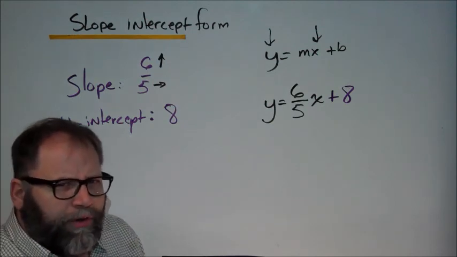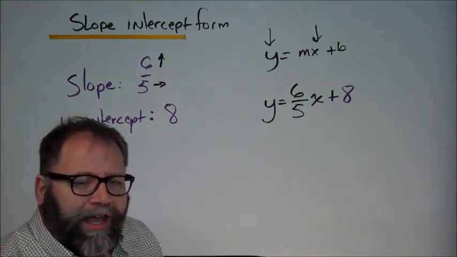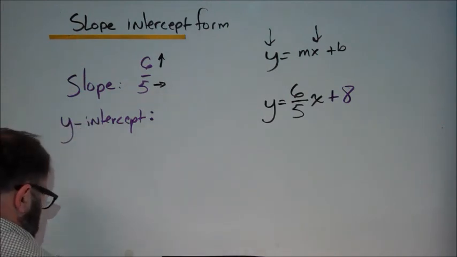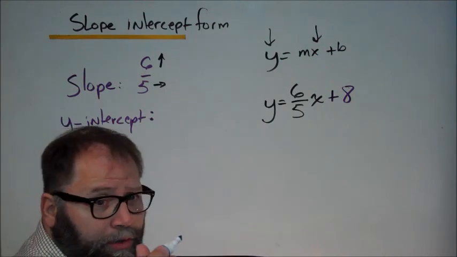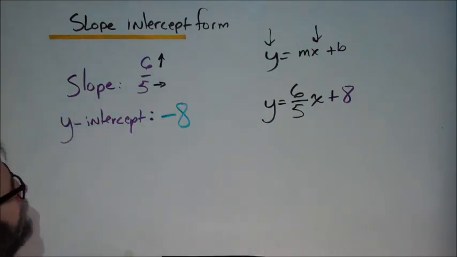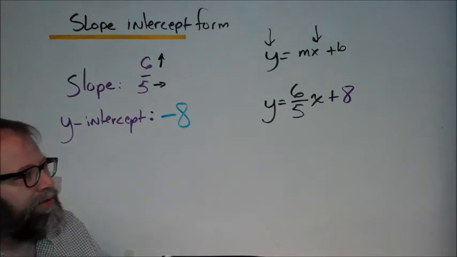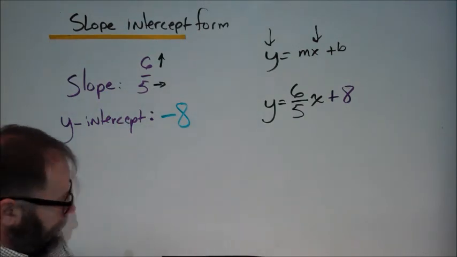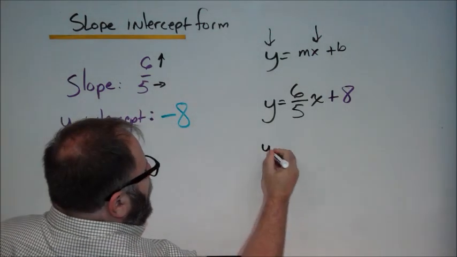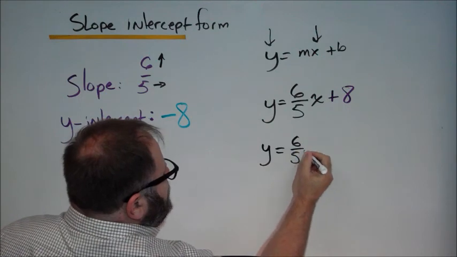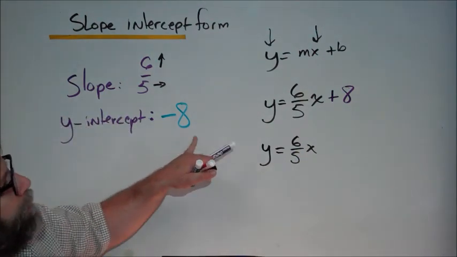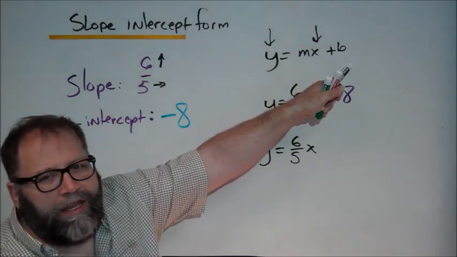That's not too tough, but let me show it to you a different way. If I change this 8 to -8, how is that going to change my equation? Well, I'm still going to have the same slope, y equals 6/5 x, and now I have -8 for my y-intercept. In my format it says plus b.